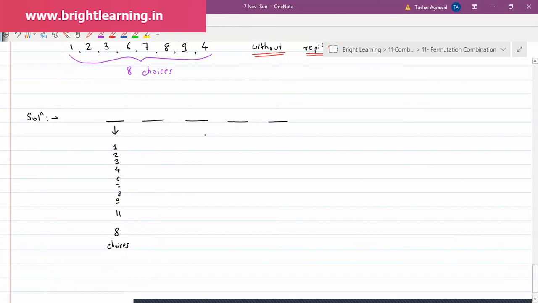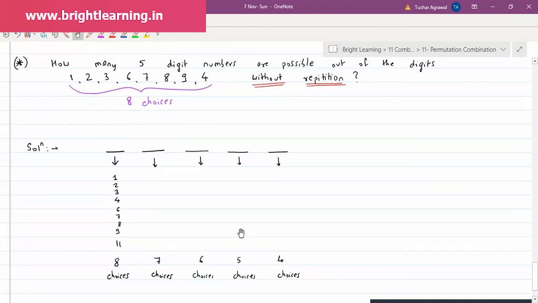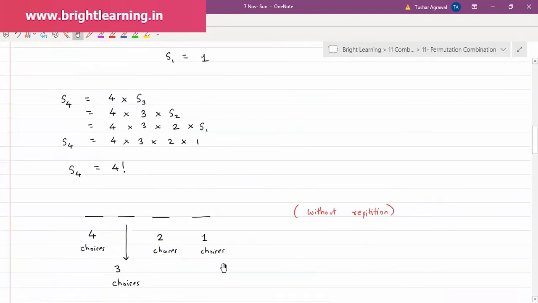Now, since we are using without repetition, once you fix any of the digits here, at the second position you are left with 7 choices only. Do you realize this part? Not many questions we have done. At the third position, you are left with 6 choices only. At the fourth position, 5 choices only. And at the fifth position, you are left with 4 choices. This is the first question of today's class.